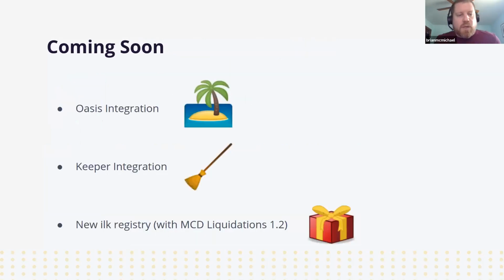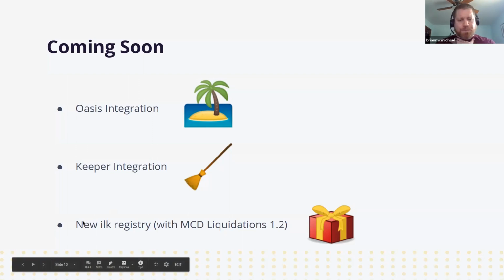And then coming soon, the Oasis team has expressed some interest in integrating the ilk registry into their front end, so they will not have to hard code in new collateral types every time we add them to the system. Our keepers, our bots that run behind the scenes to make sure that everything is running as it needs to, will be integrated to use some of these features.